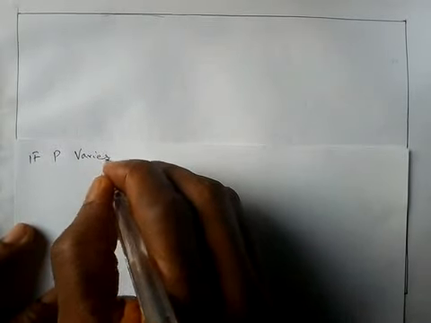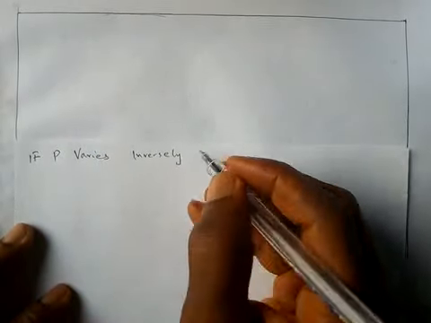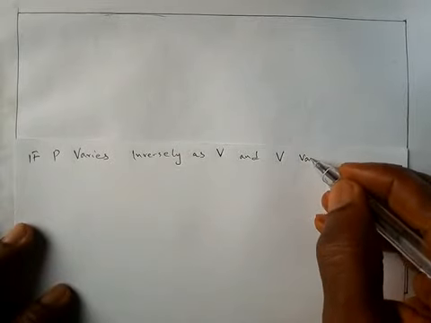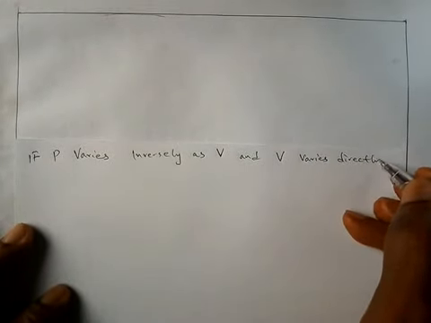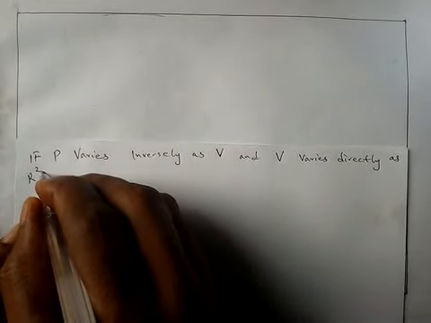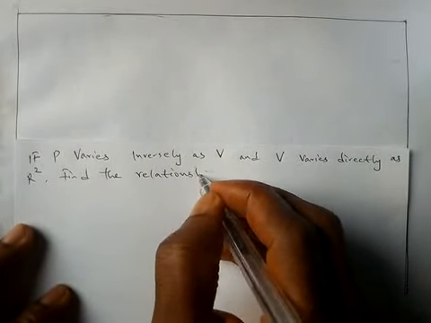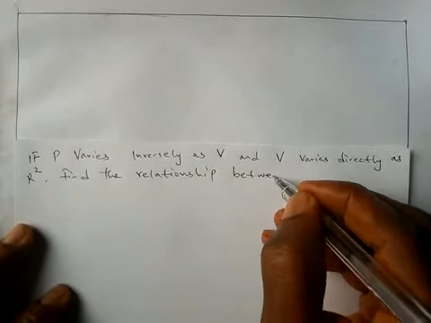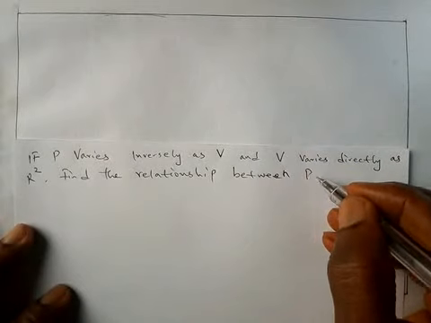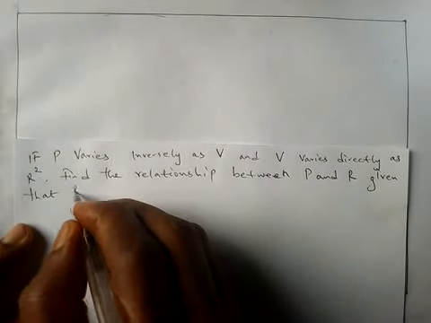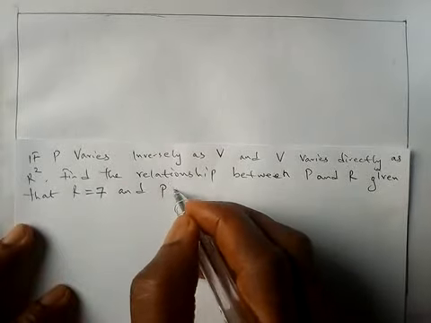Next question says if p varies inversely as v and v varies directly as r squared, find the relationship between p and r given that r is equal to 7 and p is equal to 2.